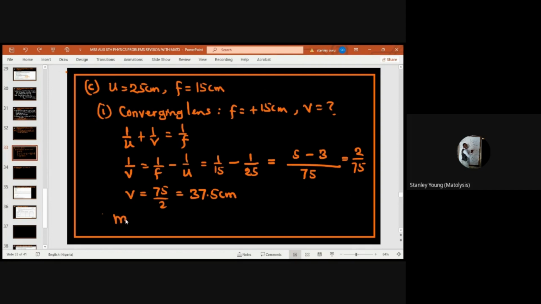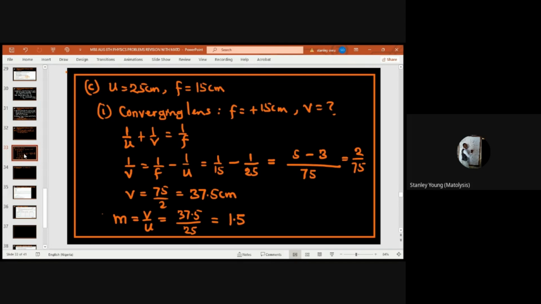The magnification here is going to be v over u. And what's our v? Our v is going to be what we just calculated, 37.5. And our u is 25. So we just need to press the calculator for that. You have 37.5 divided by 25. So that's 1.5, or 3 over 2, without a unit.